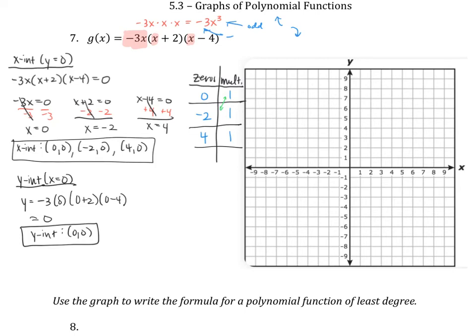So now what I want to do is graph my x-intercepts. So (0, 0), (-2, 0), (4, 0). My y-intercept is already on there as well. I want to look at my end behavior and my multiplicities. So from all the multiplicities are 1, I know it's just going to go straight through the x-axis. And the end behavior, it needs to be going up on the left and down on the right. So it's going to look something like this.